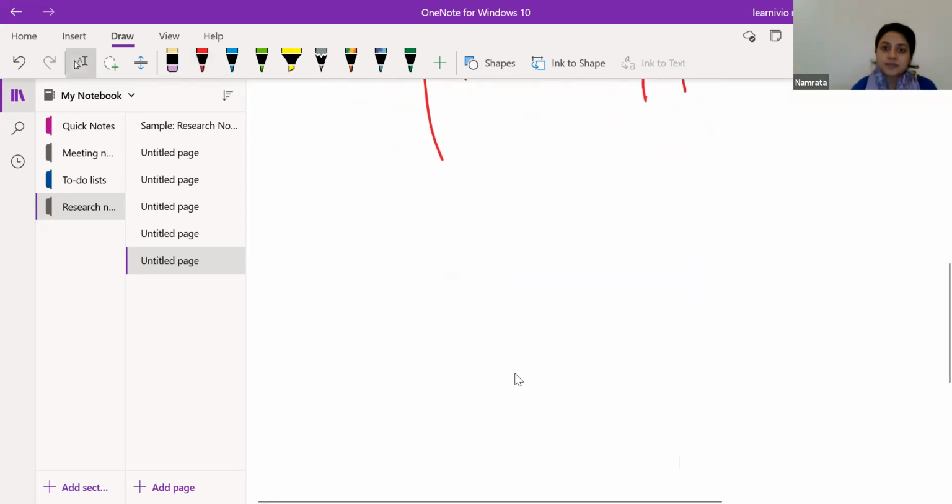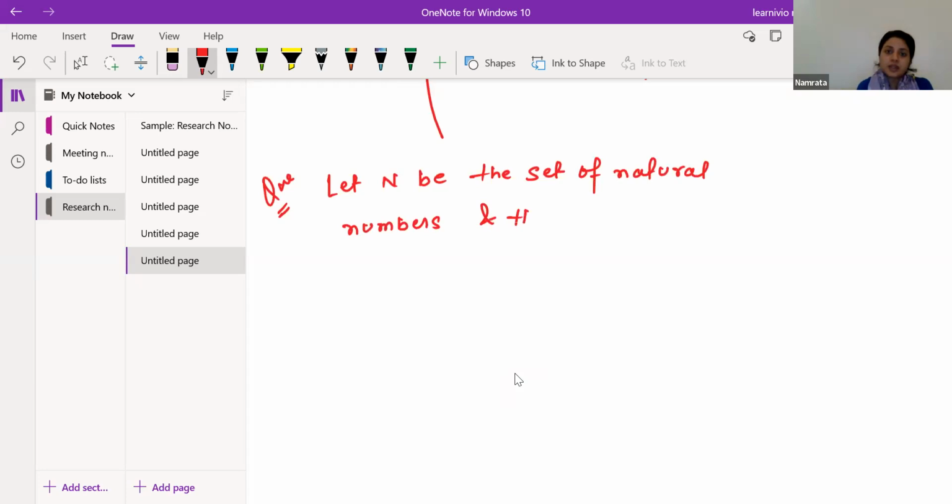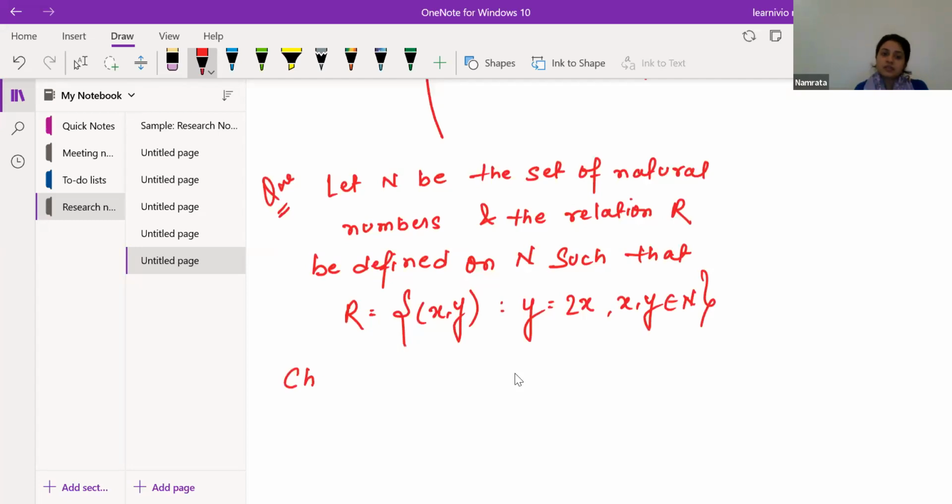Let's see a few examples. The question is: let N be the set of natural numbers and the relation R be defined on N such that R is equal to the set of all ordered pairs (x, y) such that y = 2x, where x, y belong to N. Check whether it's a function or not.